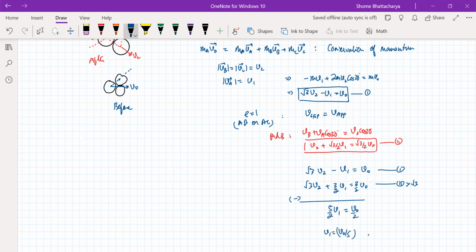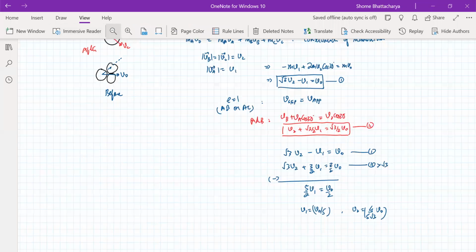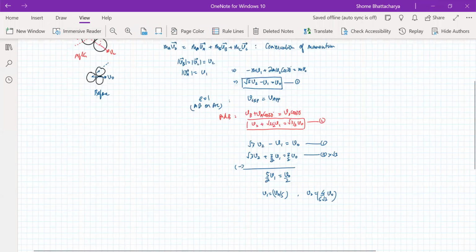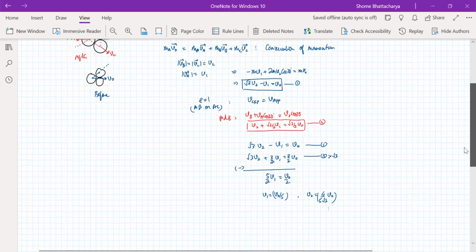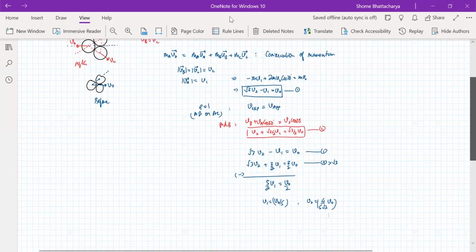which means that V2 will be V naught plus V1, so that's 4 by 5 divided by root 3. Okay, so hope the concept of application of approach and separation velocity is clear to all of you here. Yes, sir.